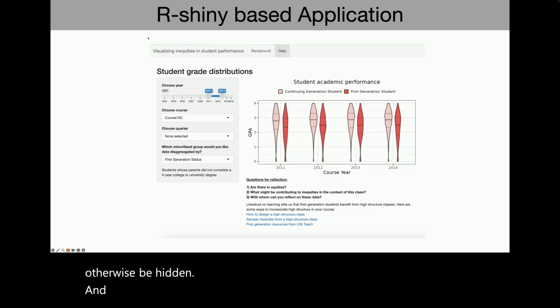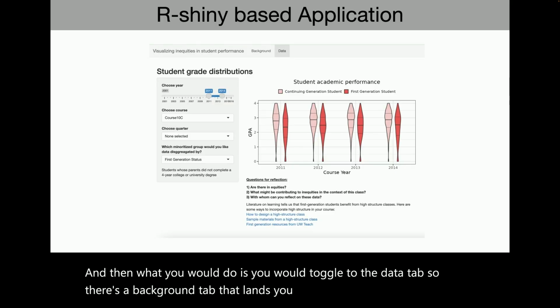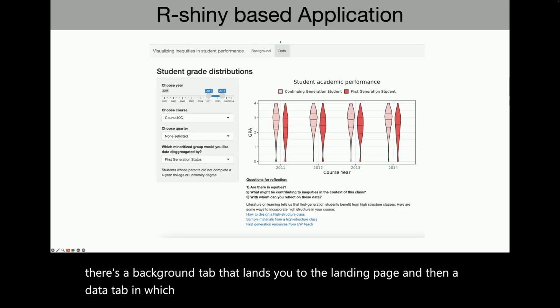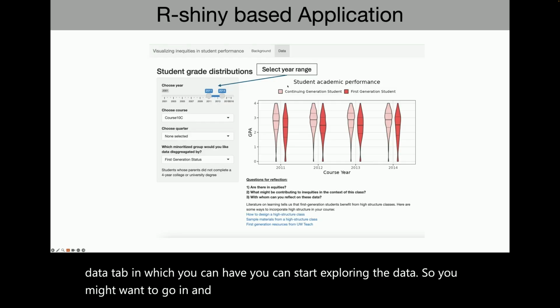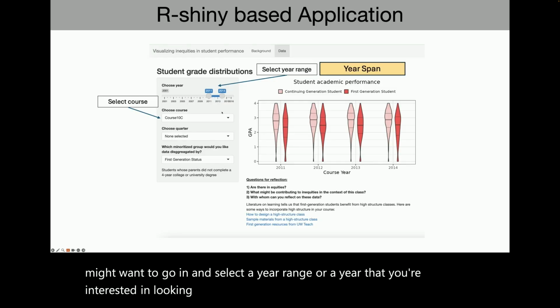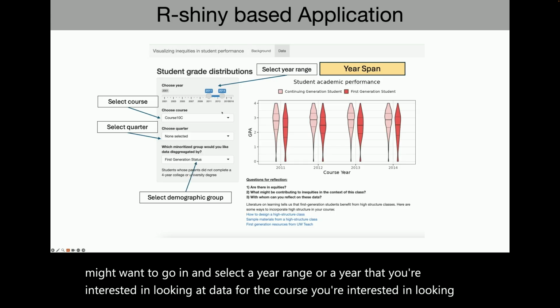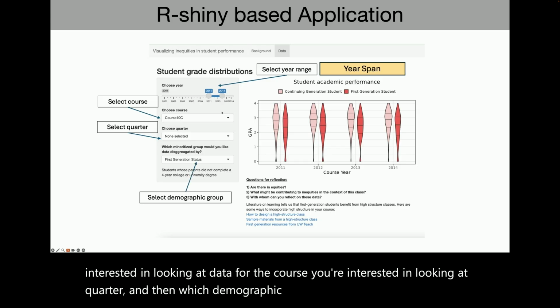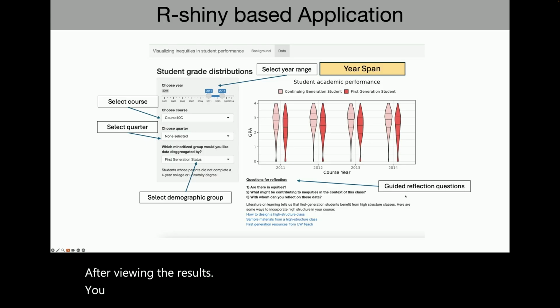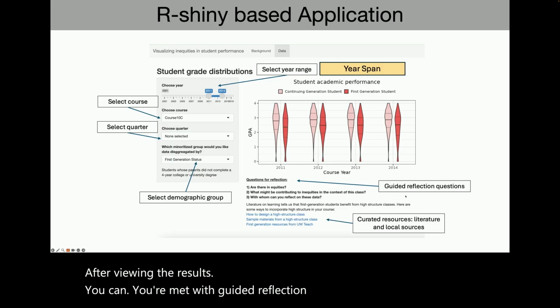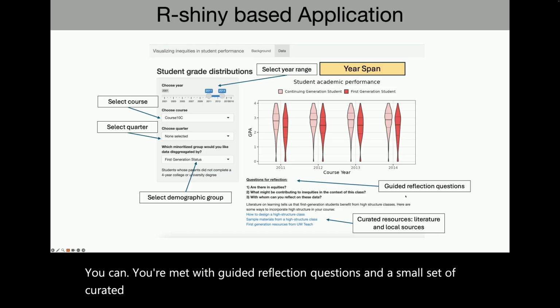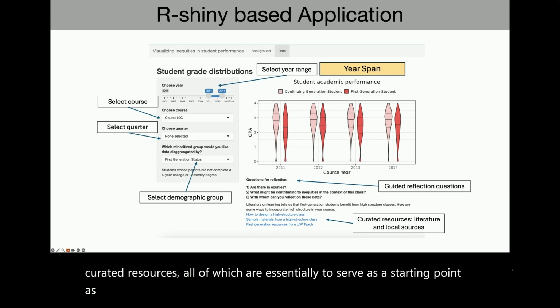And then what you would do is you would toggle to the data tab. So there's a background tab that lands you on the landing page, and then a data tab in which you can start exploring the data. So you might want to go in and select a year range or a year that you're interested in looking at data for, the course you're interested in looking at, quarter, and then which demographic group you'd like the data disaggregated by. After viewing the results, you're met with guided reflection questions and a small set of curated resources, all of which are essentially to serve as a starting point as instructors embark on their reflection journey.